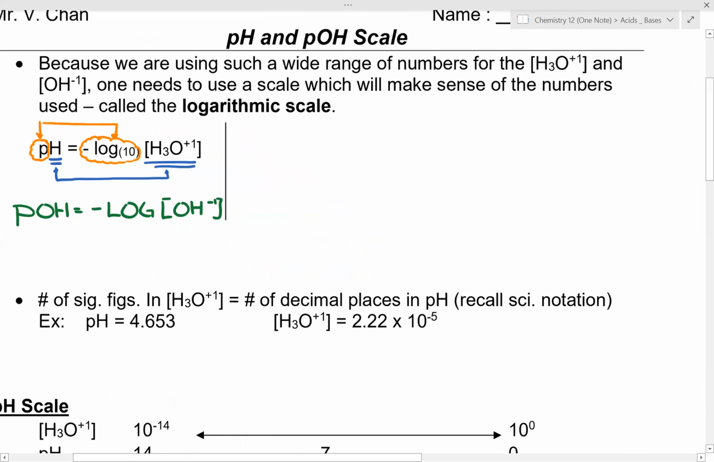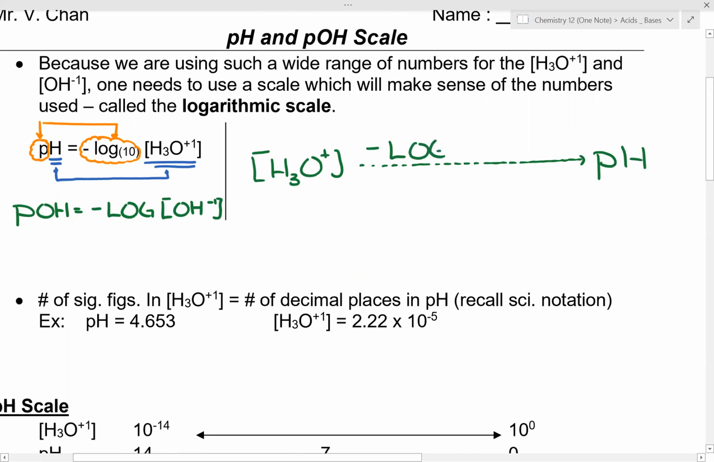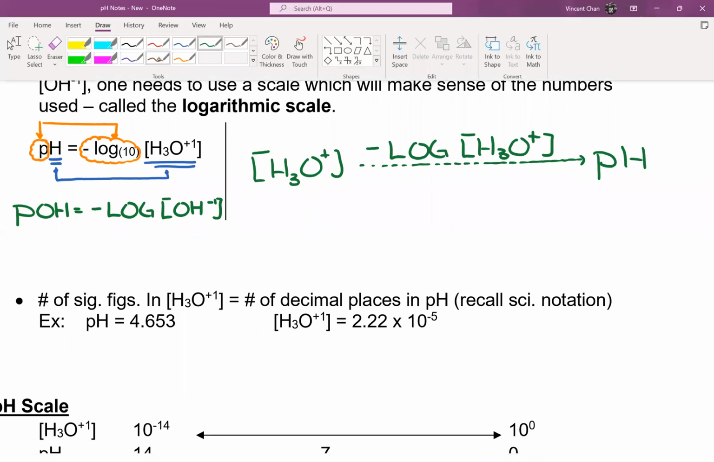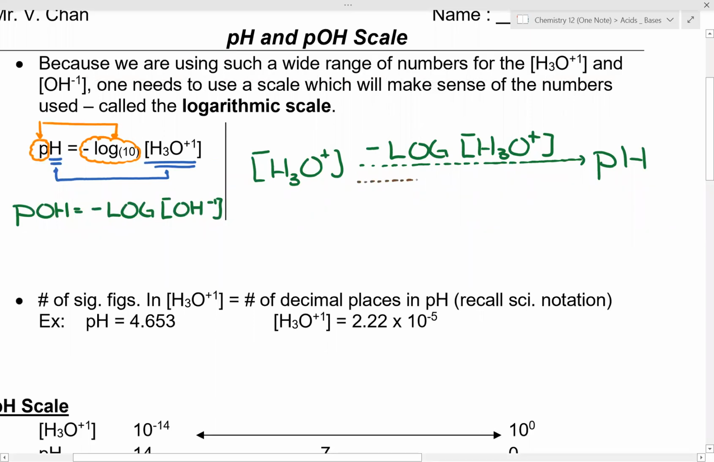Now, let's say we were to take the H3O plus concentration and we want to flip it to the pH. What we would need to do is just plug in the numbers: negative log of whatever the concentration of H3O plus was. If we were to do the other direction, where we go from pH to H3O plus, then what you would need to do is 10 to the negative power of pH. So let me give you an example here.